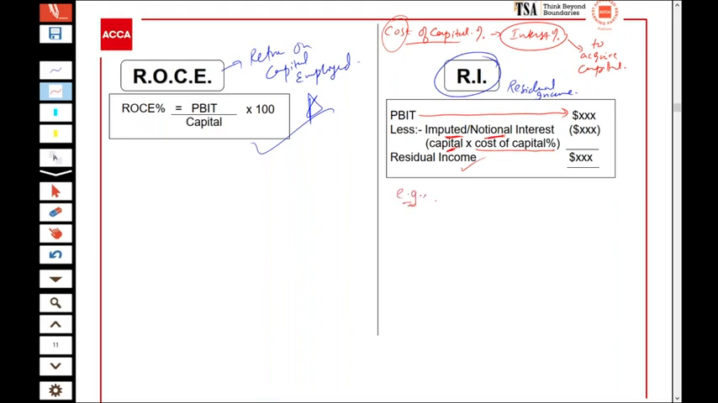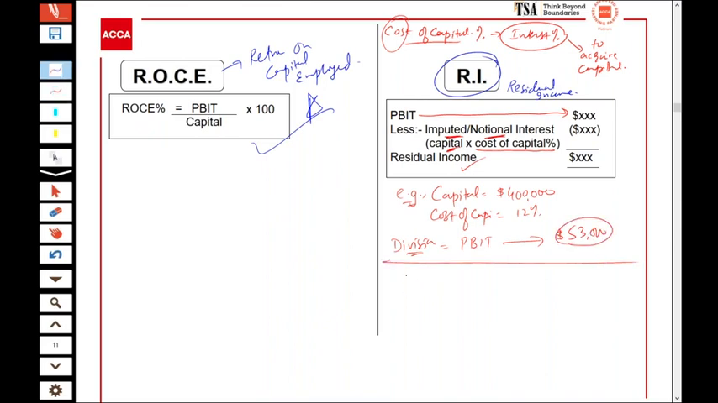For example, my capital is not something on which there is routine interest. It is the capital which we had acquired from third parties. For example, the capital amount is 400,000, and the cost of capital was, let's say, 12%, and my divisional PBIT was $53,000.